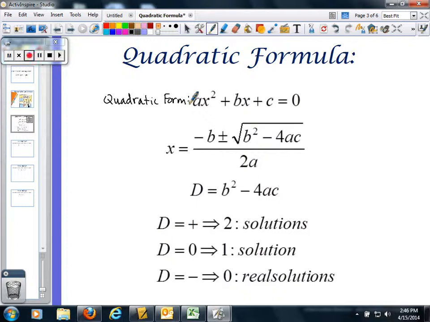The quadratic formula is a way of solving, so it's x equals negative b plus or minus the square root of b squared minus 4ac, all over 2a. Okay? This part here, don't worry about quite yet, except for knowing what the discriminant is. The discriminant is b squared minus 4ac. That's just the part that's under the radical.